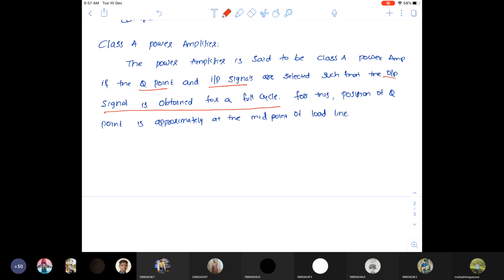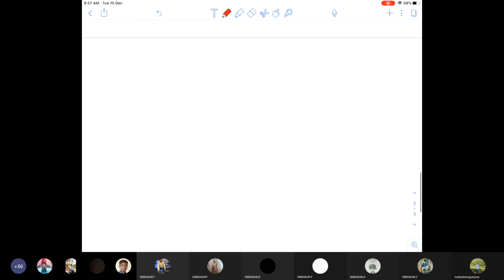So if you are giving an input signal, the output should be the complete cycle. If you get the full cycle, then it is called the class A power amplifier. To get the full cycle, the operating point should be at the midpoint of the load line. That is what we learn in the CE amplifier. So a general CE amplifier can also be called a class A power amplifier with respect to the operating point. Okay, so I can draw the output waveforms.